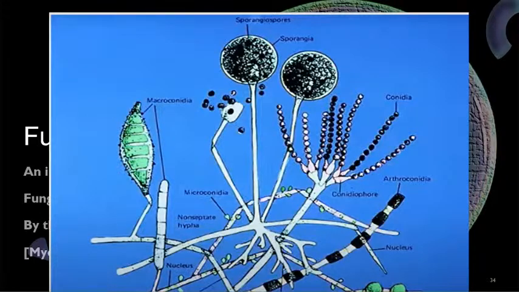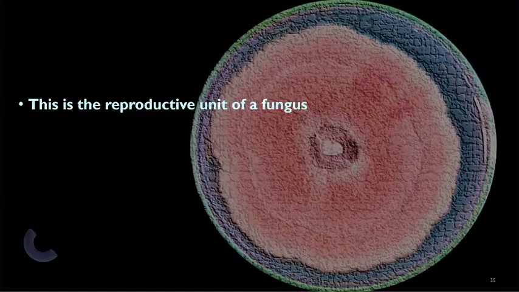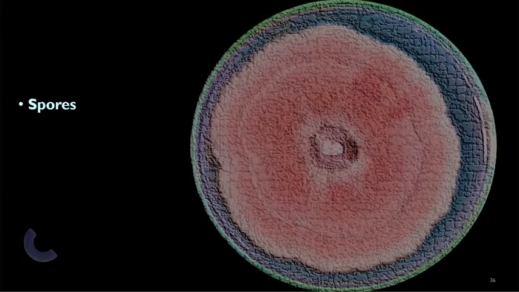This is the whole summary of what you're going to learn when it comes to the morphological structures of fungi. Now, a reproductive unit of a fungus, as I mentioned before, is usually a single cell. There are male and female versions of these, and they are known as spores.